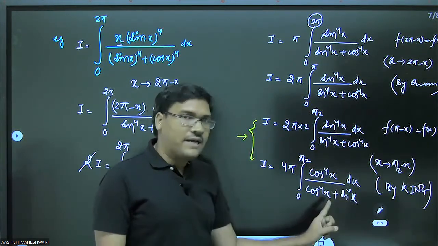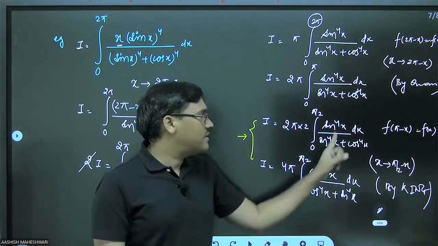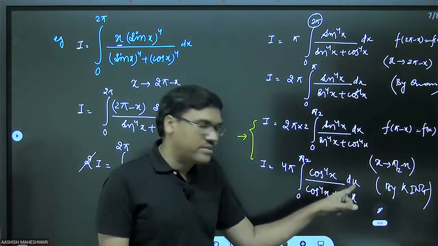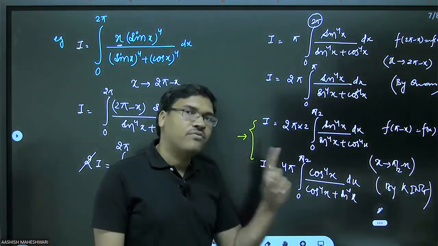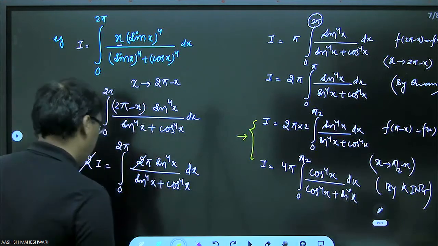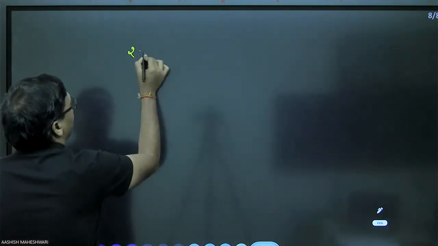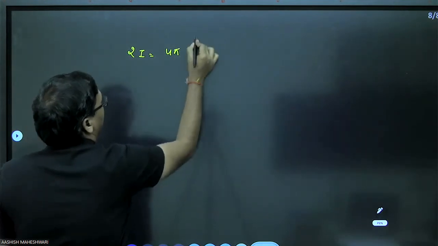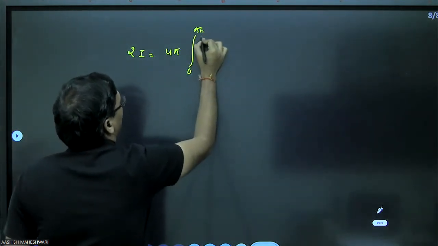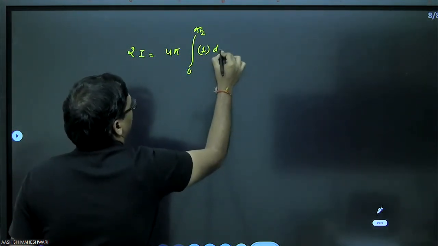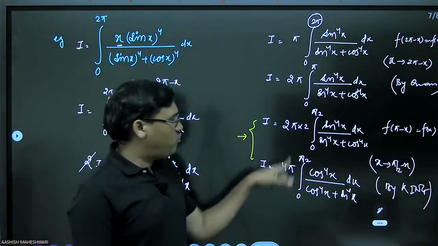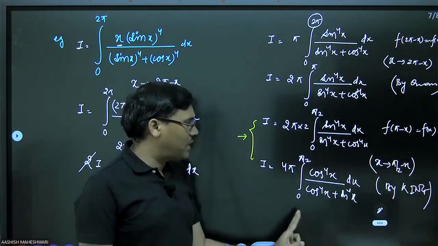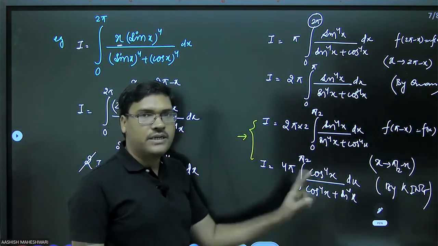functions, when you add this it will become 1. You can see the numerator will be sin x raised to 4 plus cos x raised to 4 upon sin x raised to 4 plus cos x raised to 4, which will become 1. So can I say this integral will become 2I equals 4 pi integral 0 to pi by 2 of 1 dx. You can again check this. If I add, 4 pi will be common, this is 0 to pi by 2, this will become 1 dx, correct?